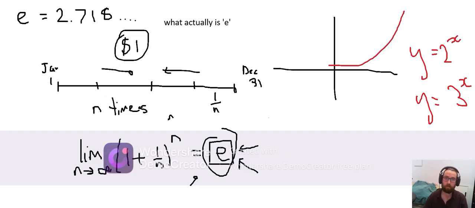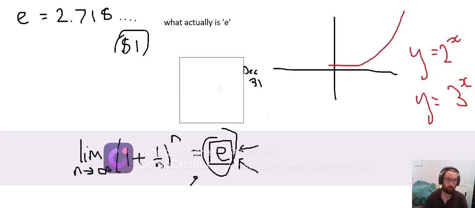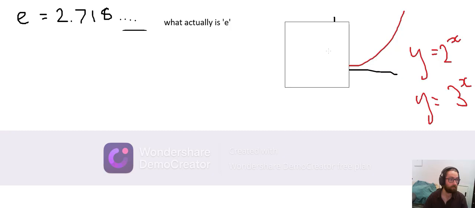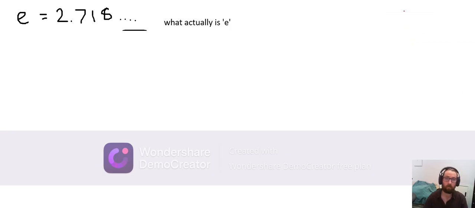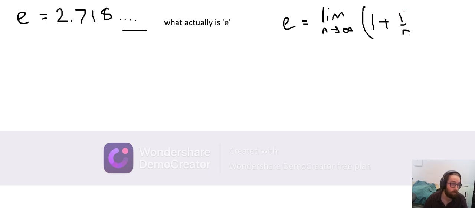And I might just quickly rewrite the definition of e up here because we're going to need it later. So e equals the limit as n approaches infinity of (1 plus the reciprocal of n) to the power of n. This is what e is. That's how we define it.